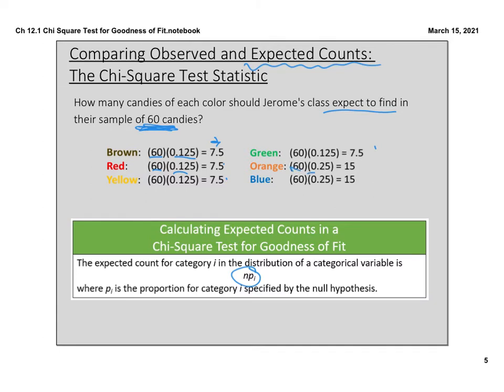Then 60 times the 0.25 for orange, you get 15. 60 times the 0.25 for blue, you get 15. If you add up all of your expected counts, you would find that they all add up to 60. Okay, so this is a probability distribution. We know that we should add the probabilities and get to 100%, which means if we add the expected values or the expected counts, we should get to the n.